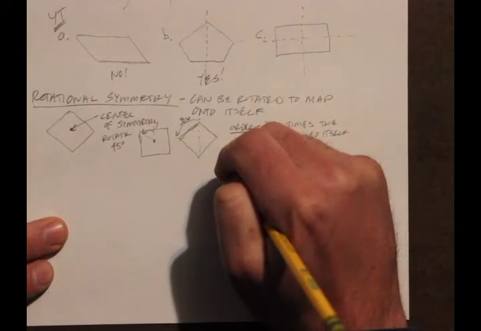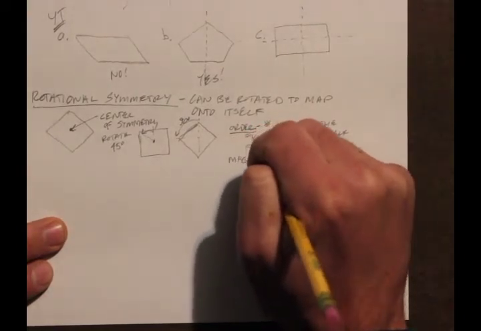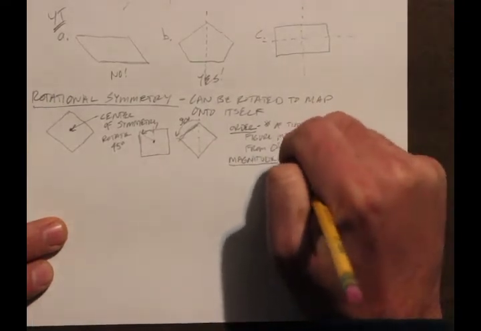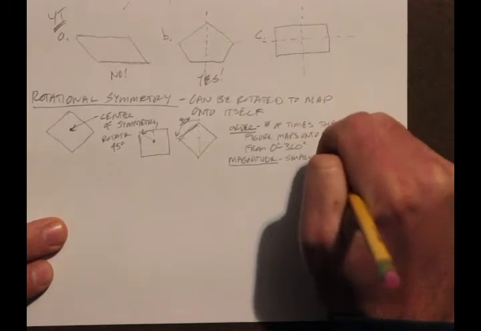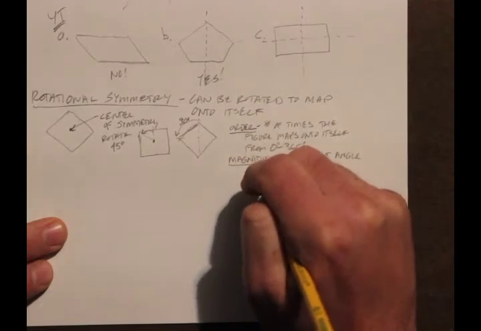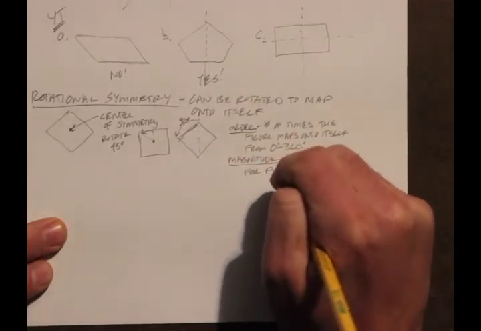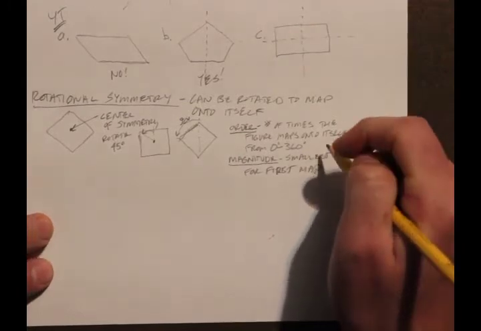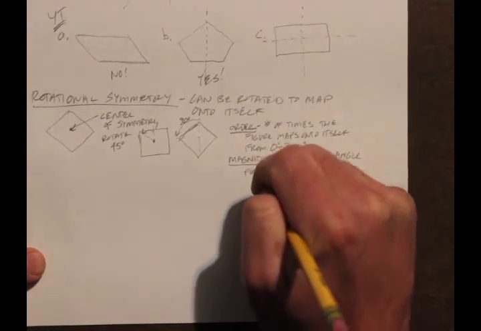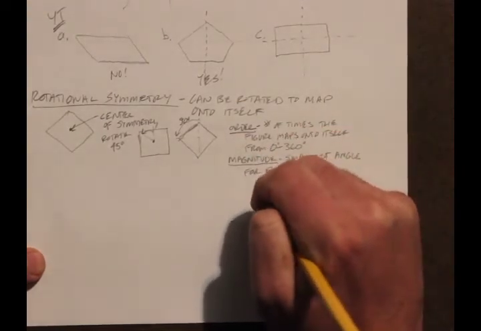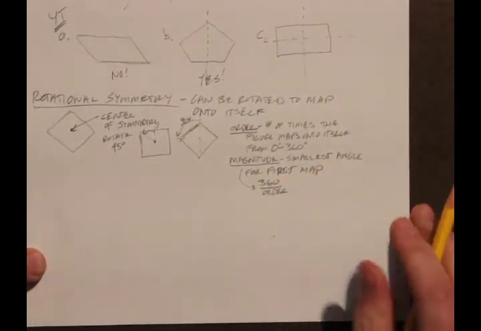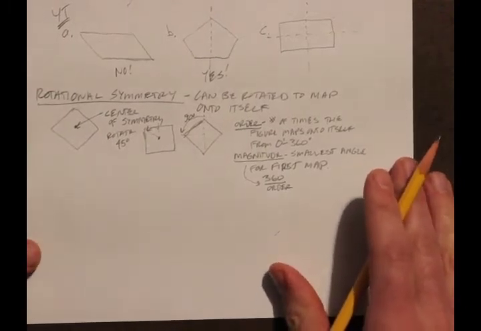The magnitude is the smallest angle for first map. And the way we see that is we say 360 degrees over whatever the order number is. That's how we can find what the magnitude is. So let's look at this. Let's do an example here.